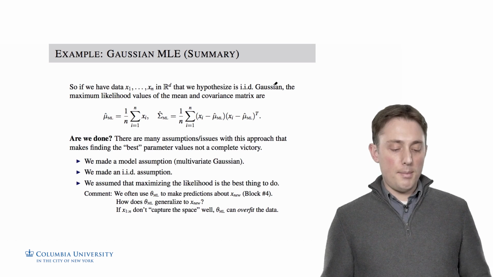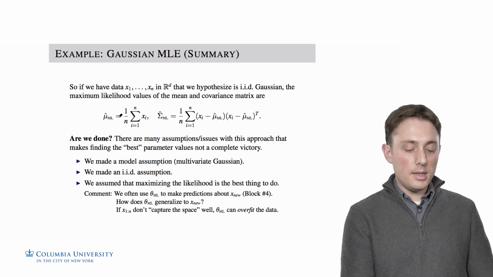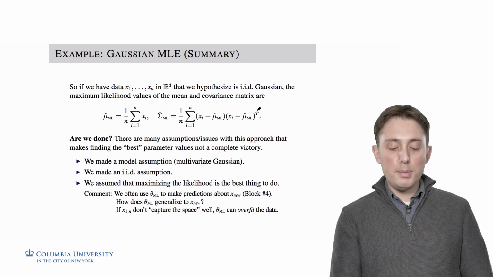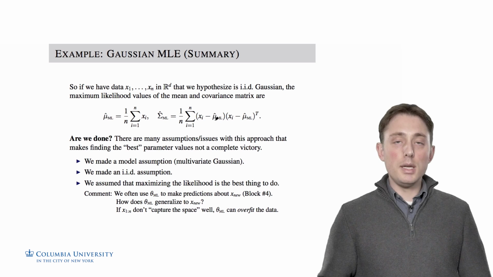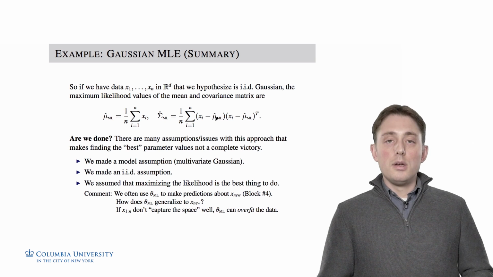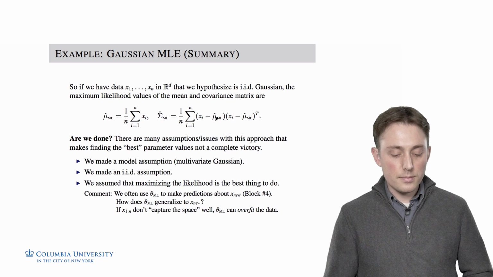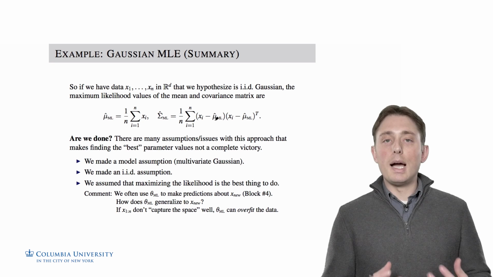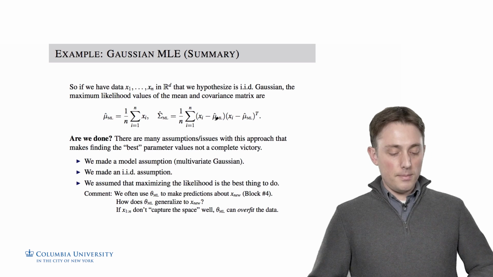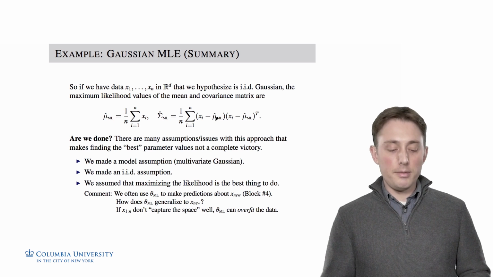And when we followed through on that process, we found that the maximum likelihood solution for the Gaussian was to set the mean equal to the empirical average of the data, and to set the covariance equal to the empirical covariance of the data, where we subtract off the maximum likelihood mean. So we've solved the problem, and now the question is, are we done? So obviously we're not done. There are many assumptions and issues with this approach that makes finding the quote-unquote best parameters not a complete victory.